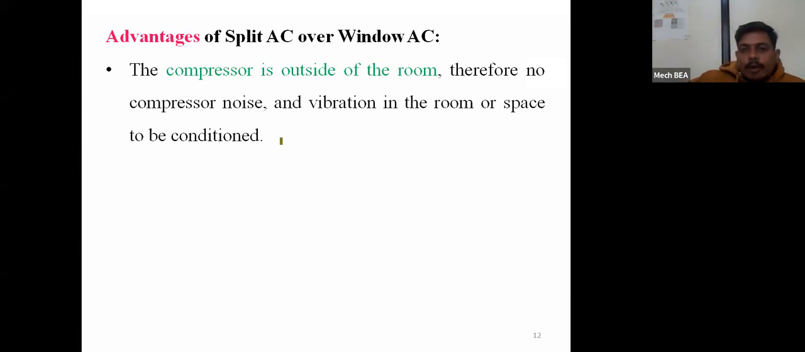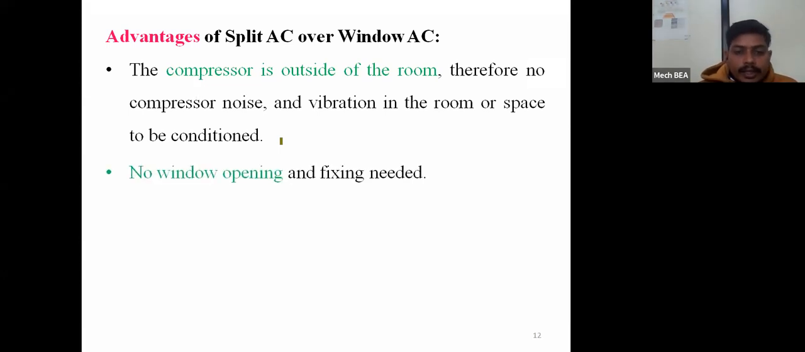So as the compressor is outside of the room, there will not be compressor noise as well as vibration inside the room or space which we want to condition. Then second, no window opening or fixing is needed, because we can install that indoor unit anywhere, and the outdoor unit anywhere. So no window opening or fixing is needed.